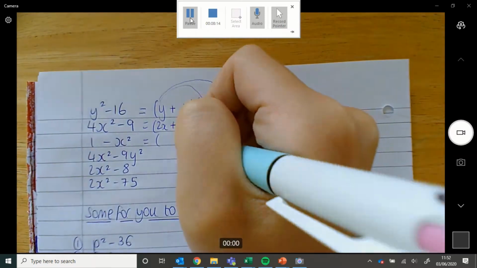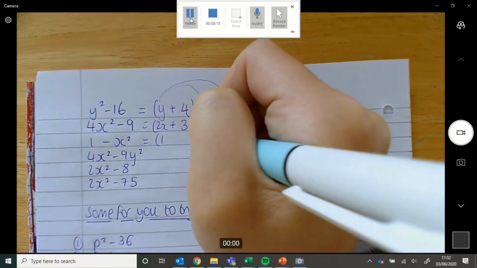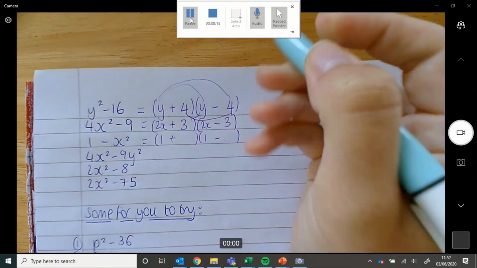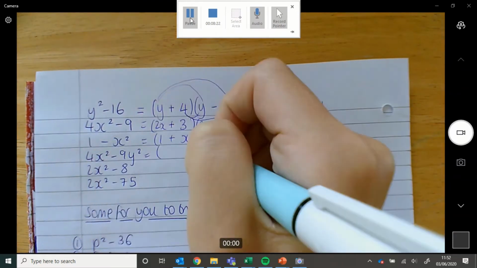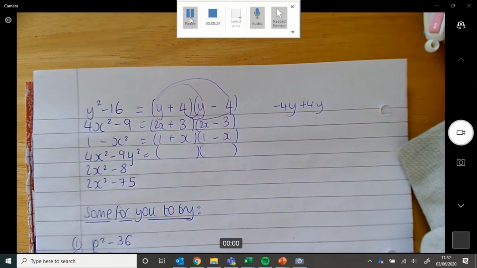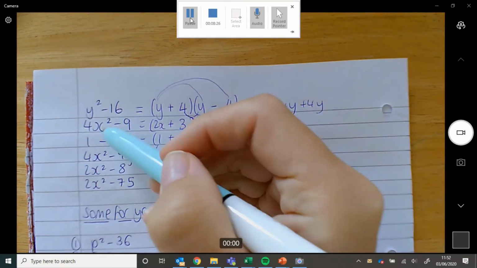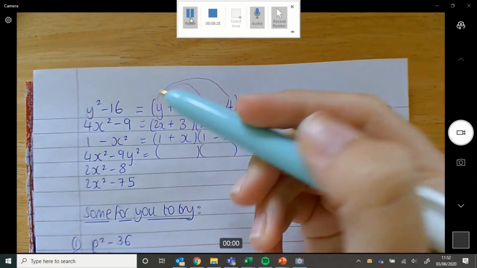Third one down, what squared is 1? Well, it's just 1. What squared is x squared? It's just x. This one, same process, looks more complicated, but actually it's the same as the ones we've just looked at above. What times itself gives you 4x squared?